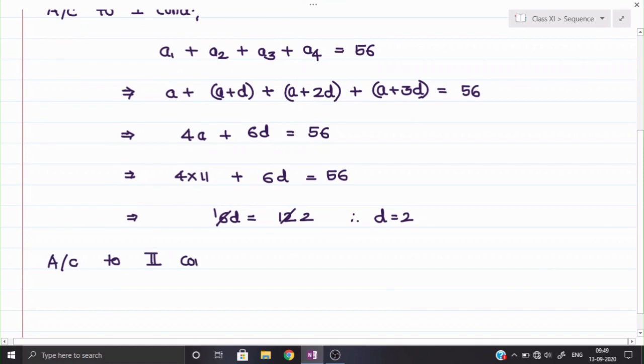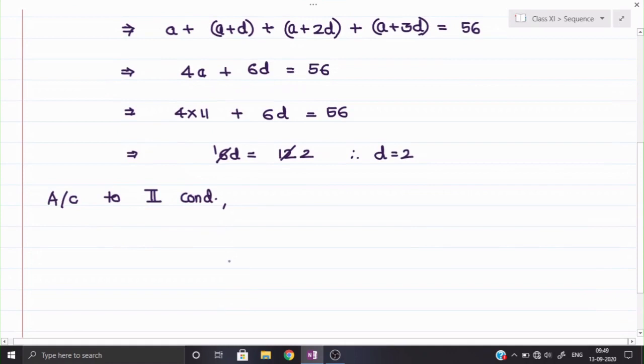According to the second condition I was explaining to you, our last term will be an. So who will be our second last term? That will be an minus 1. Third last term will be an minus 2. And the fourth last term will be an minus 3, which is given to us as 112.